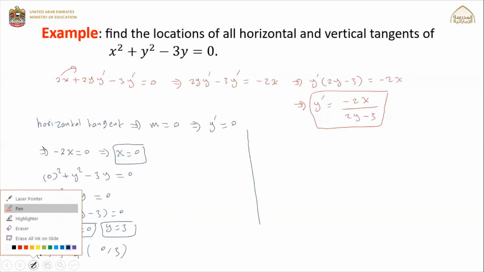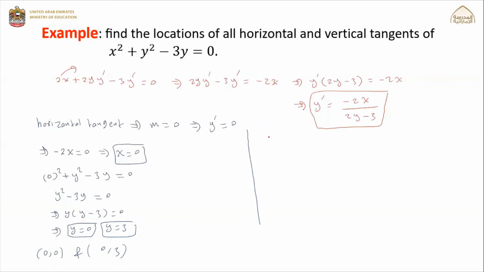The second part from this question: what about the vertical tangent? Vertical tangent comes when the slope is undefined.